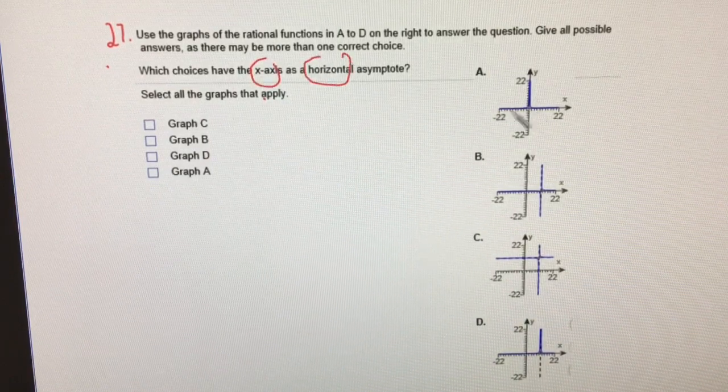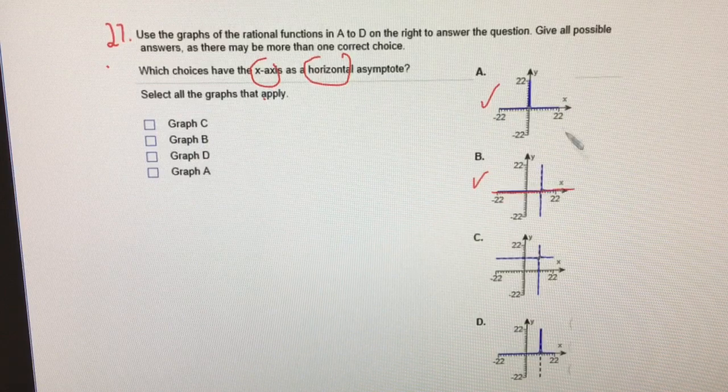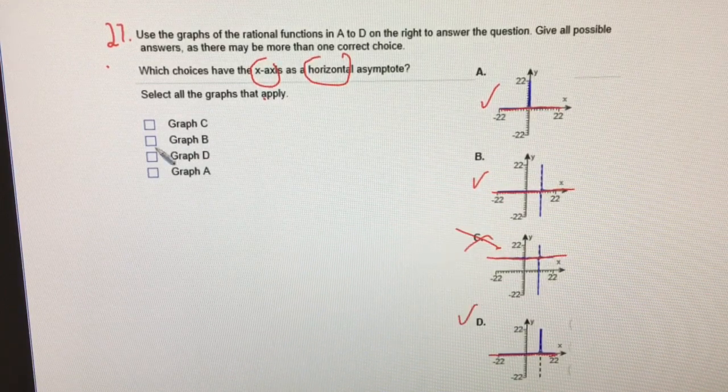X-axis as a horizontal asymptote. A has the x-axis as a horizontal asymptote. B has the x-axis as a horizontal asymptote. C does not have the x-axis. D has the x-axis as a horizontal asymptote. So A, B, and D.